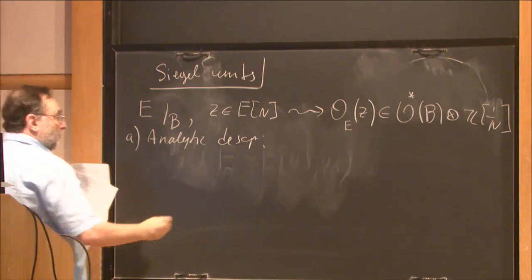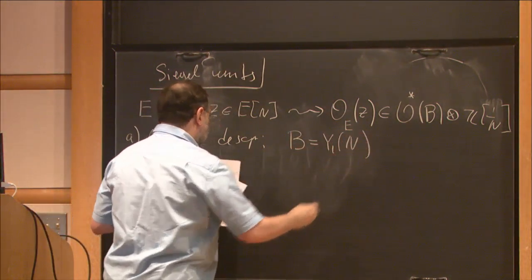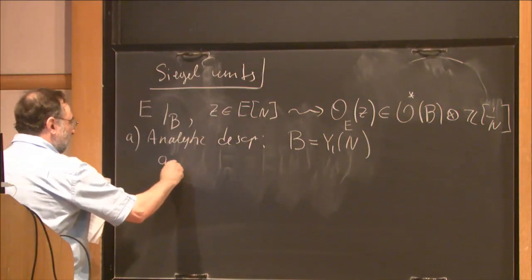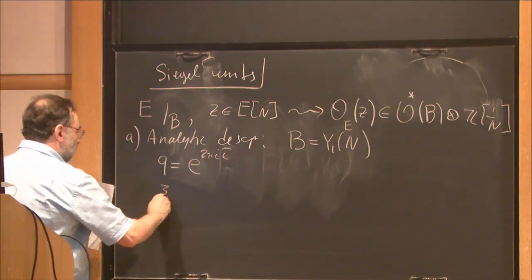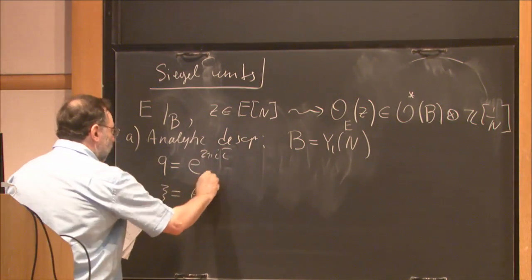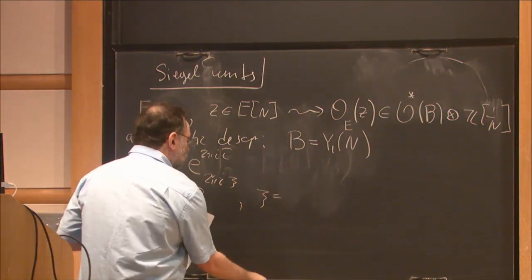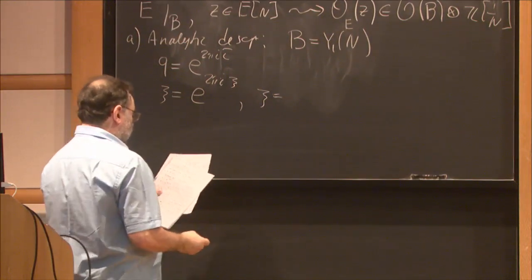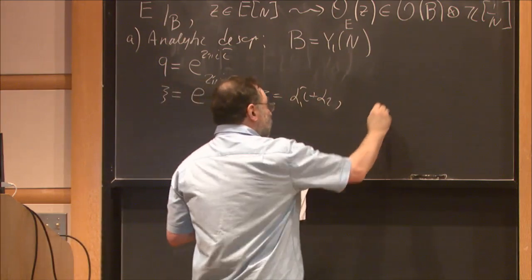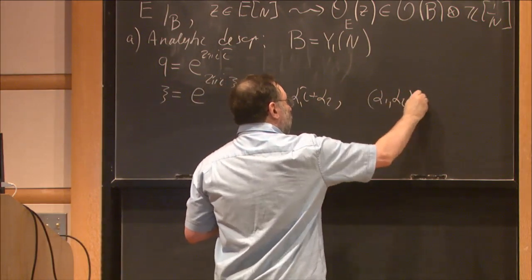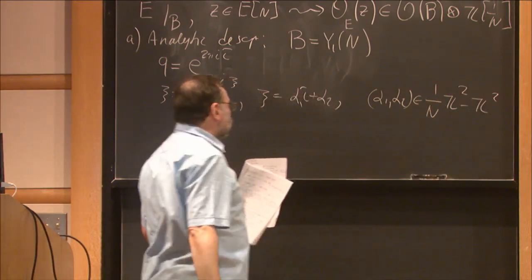And then you just say the following: you take your base B to be the curve Y1n, then introduce the standard notations, exponent 2 pi i tau, and xi is exponent of 2 pi i xi. Now xi is going to be a torsion point. So this means that this alpha 1, alpha 2 belongs to 1 over n Z minus Z squared. So it's a torsion point.